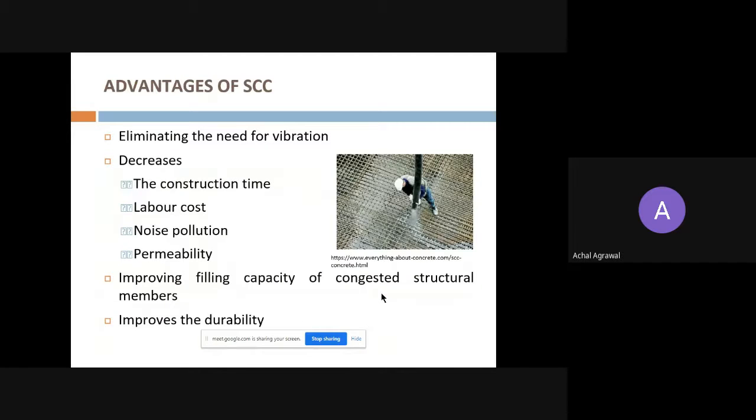There are some advantages of this. It eliminates the need of vibration first. Second, it decreases the construction time, labor cost, noise pollution, and permeability. It improves the filling capacity of congested structural members.